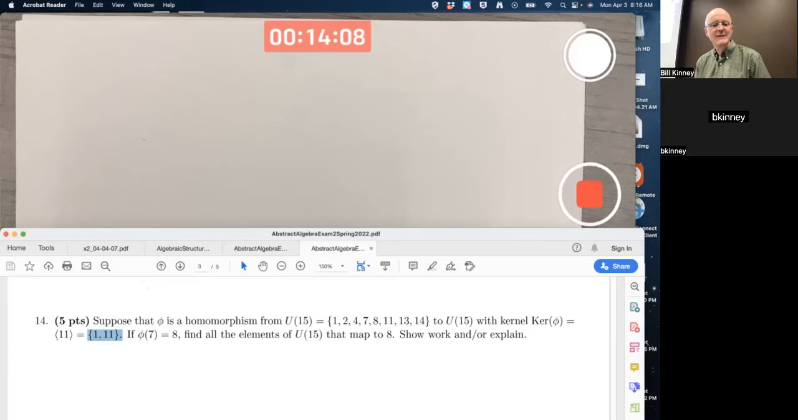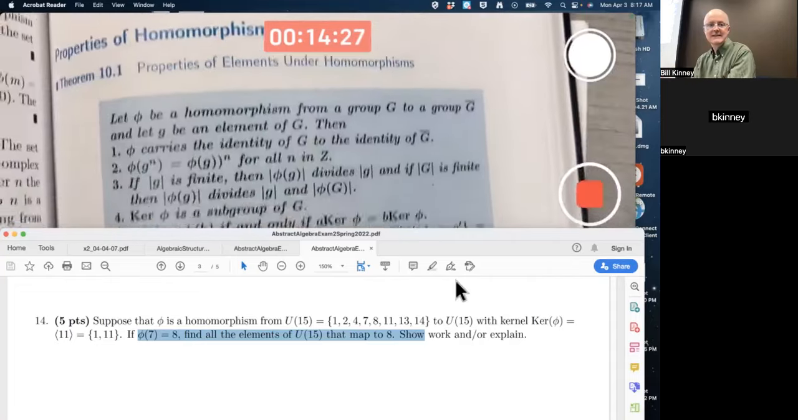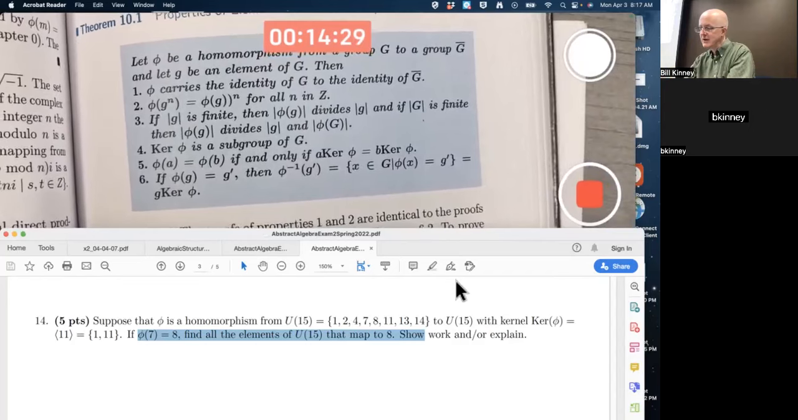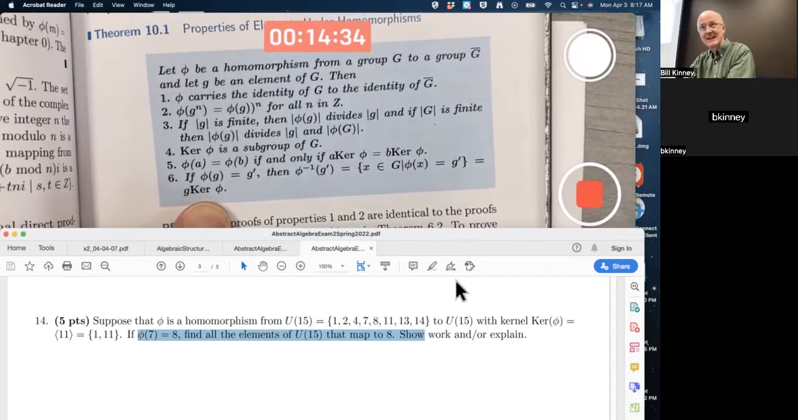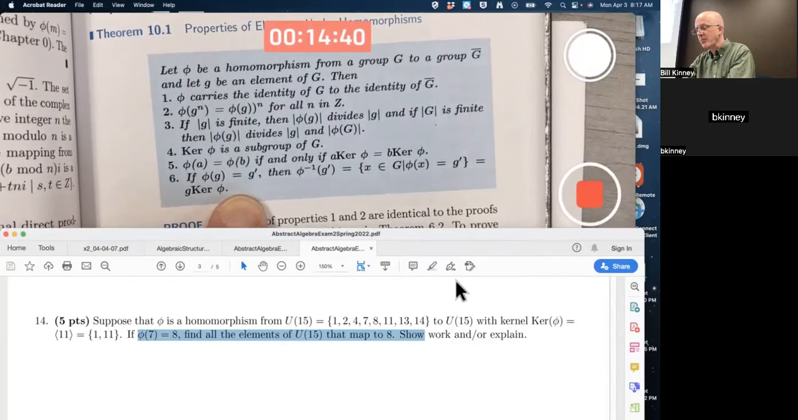You're told phi of 7 is 8. Find all the elements of U15 that map to 8. This seems like, I think, a hard problem. Like, how in the world can you possibly do this? This problem is based on knowing a fundamental fact about homomorphisms. It's in Theorem 10.1, property 6. I don't know if you found that in looking through the book or through your notes. It's a pretty important property, actually.